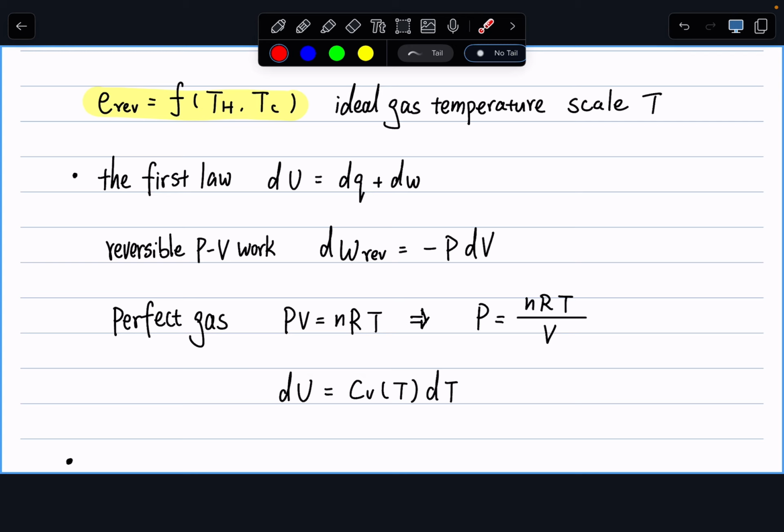The same applies to this last term here. We have the cyclic integral of nR over V dV. So the only variable in the last term, assuming the system is closed and my number of moles is not changing, is volume. And you have the same initial and final volume. So this term must end up being 0 as well.